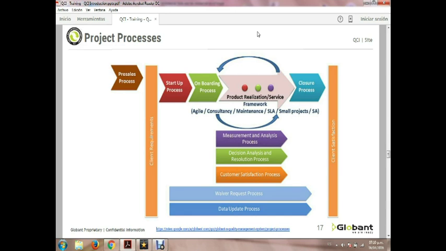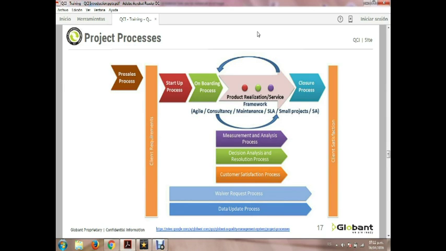We also have other processes that cross the realization of the product or service, which are the measurement and analysis process. It is a guide to design and implement the strategy of measurement and analysis of project activities. The decision analysis and resolution process provides the formal analysis of alternatives for decision making. The customer satisfaction process describes the activities to collect and analyze the opinion of our clients regarding our services. We can act in the right direction by knowing what we do best and where there is room for improvement according to the expectations of our customers.